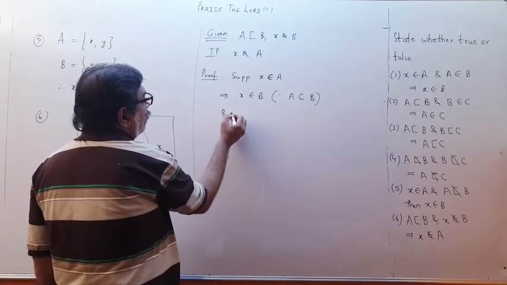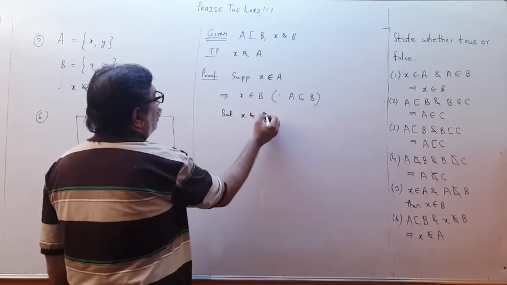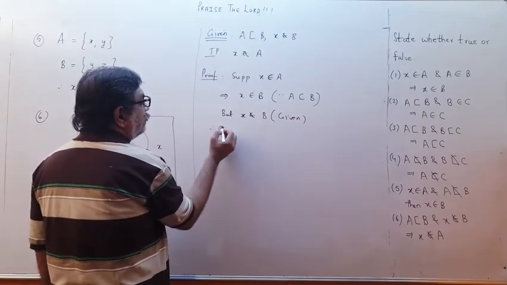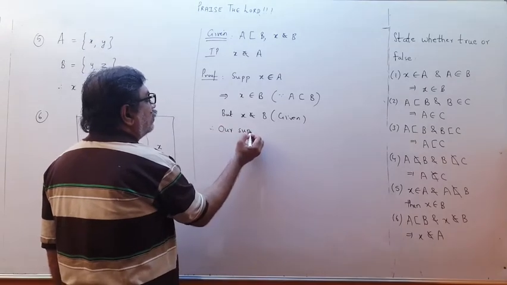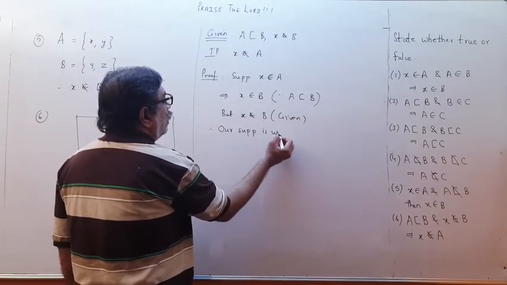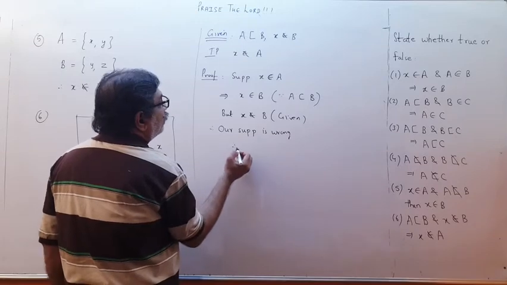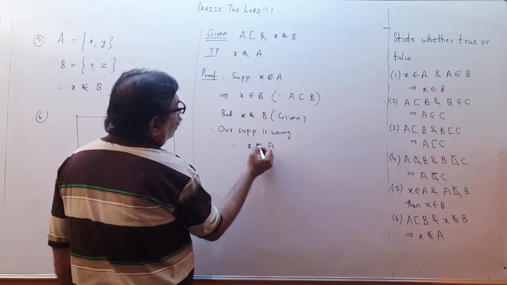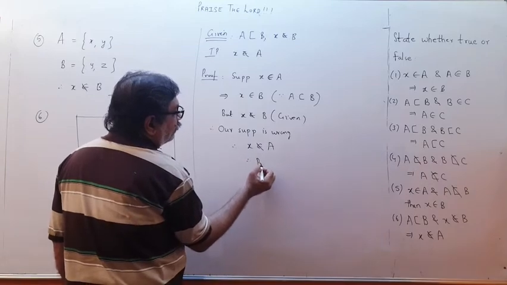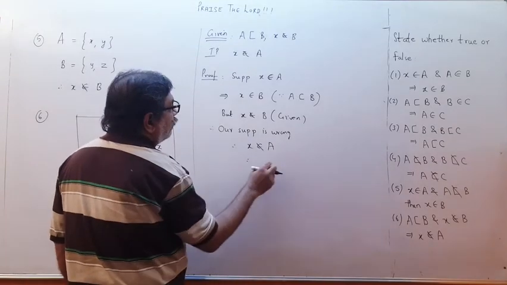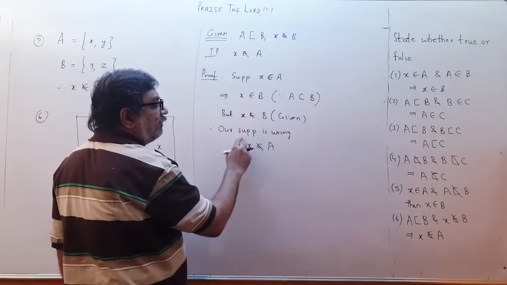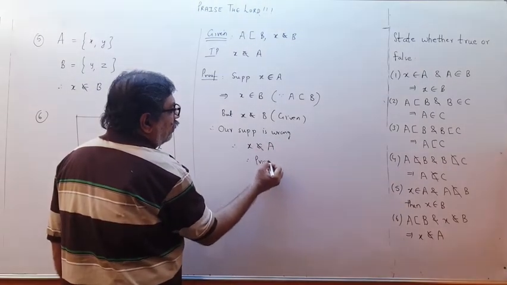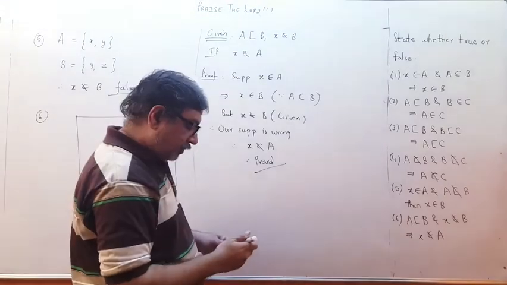But X does not belong to B, that is given. Therefore, our supposition is wrong and therefore X does not belong to A. Proved. Okay? Because we assumed that X belongs to A, our supposition is wrong, therefore X does not belong to A, therefore we have proved like this.